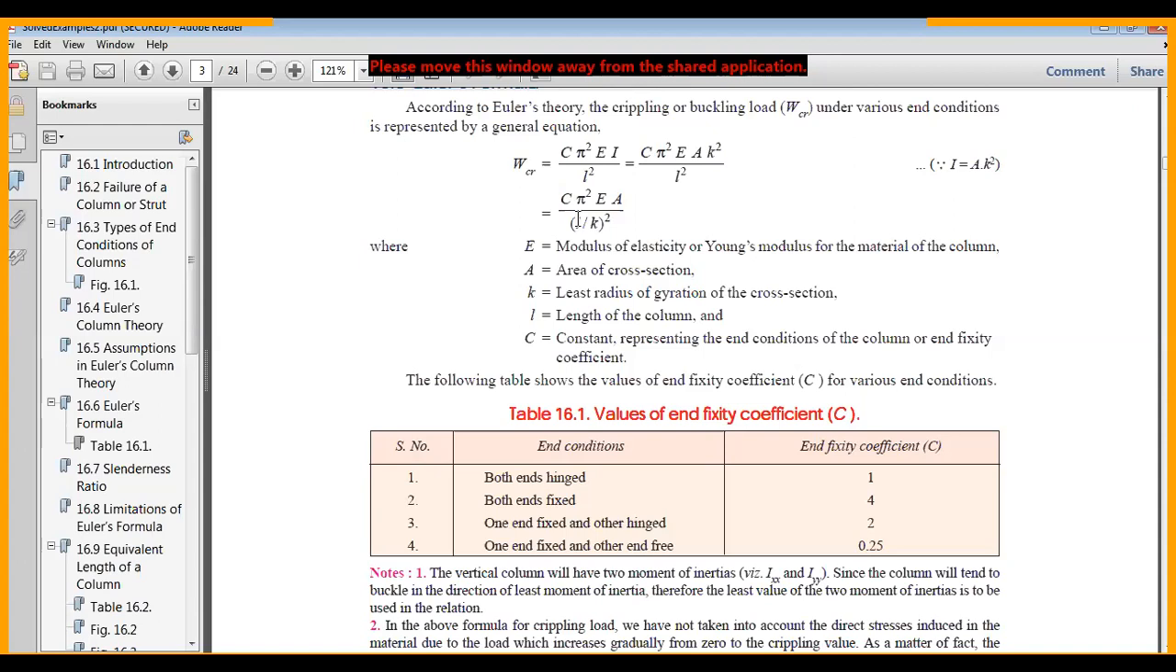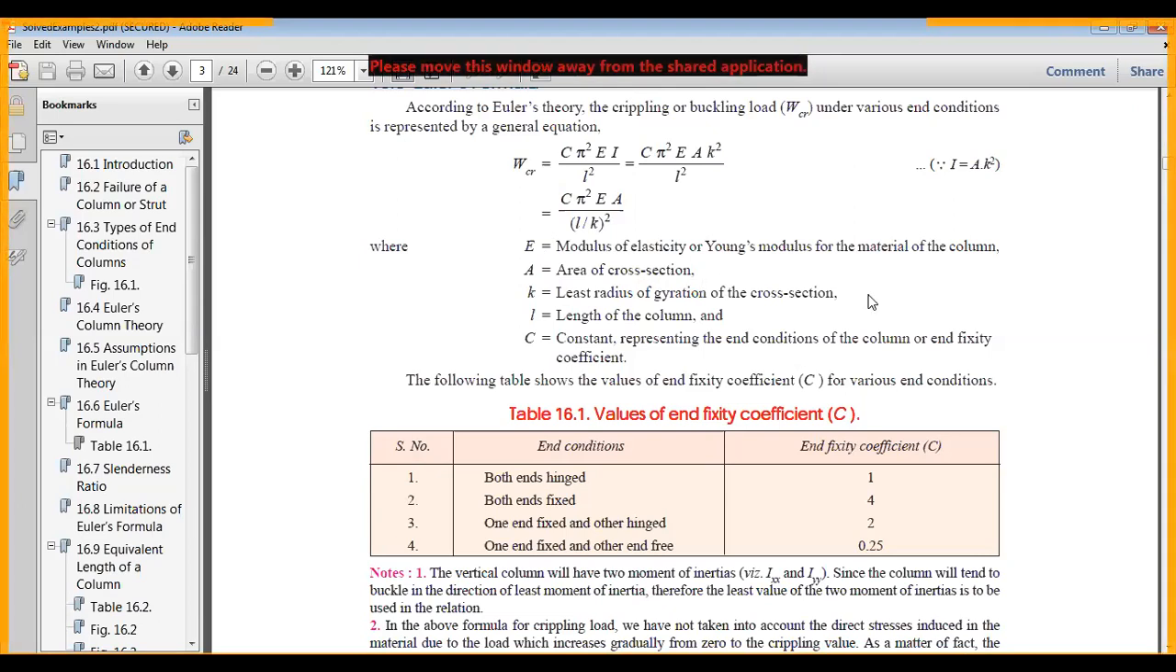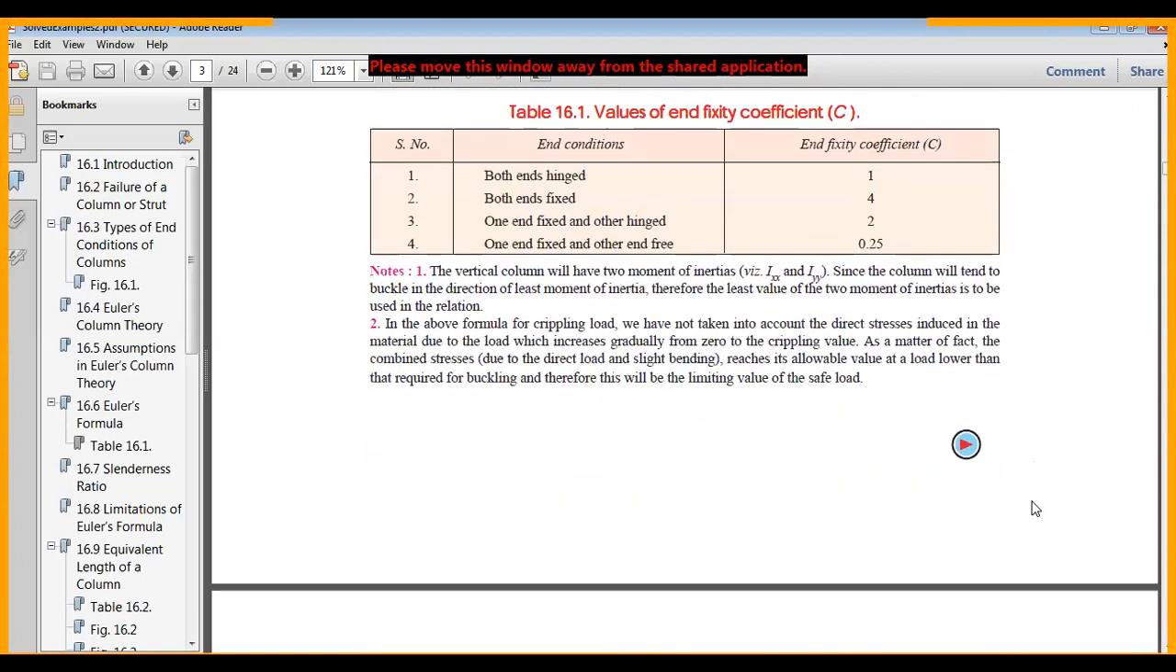Now we will be taking the value of C equal to 1 if both ends are hinged, 4 if both ends are fixed, 2 if one fixed and one hinged, and if one is fixed and one is free, it will be a quarter, 0.25. That means it will have the minimum buckling load if one end is free and one end is fixed. We found these values in our last class, so we'll be substituting the values C as 1, 4, 2 and 0.25.